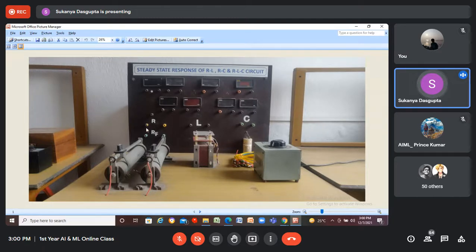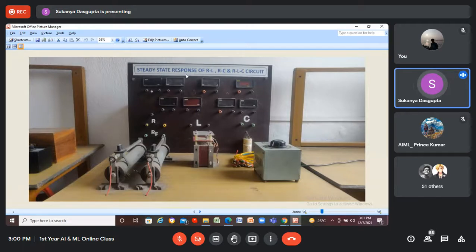See in the panel, two terminals are there for the resistors, say for rheostat 1 and for rheostat 2, marked with this green color terminal as RF. Okay, so for this inductive coil, for this inductor, two terminals are there for L, right? And for C, this is the electrolytic capacitor given. I will connect this capacitor.